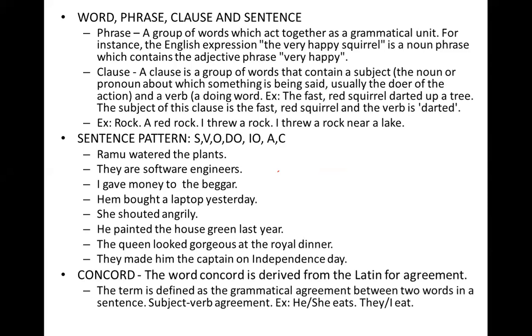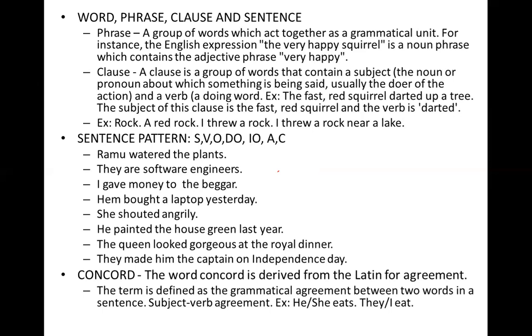Say for example they give you this sentence, Ramu watered the plants, and they would give you options like SVA, SVO, SVIO, SVDO. So you'll have to choose. For that you have to know what SVO and the rest are. S is nothing but the subject, the doer of the action. V is the verb, the action done. O is the object on which the effect of the action takes place. And there are two different O's: one is the direct object, another is the indirect object. As we go on, I'll tell you.